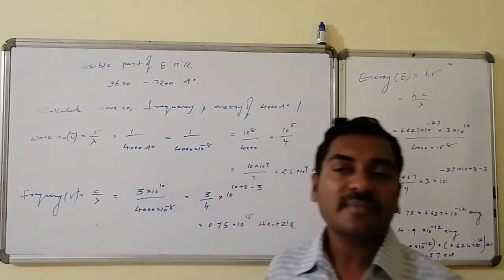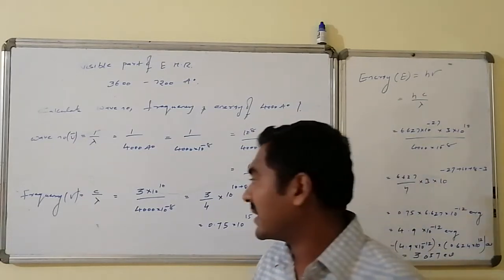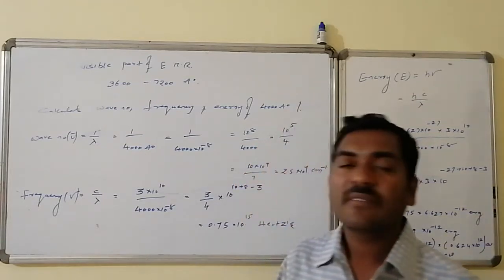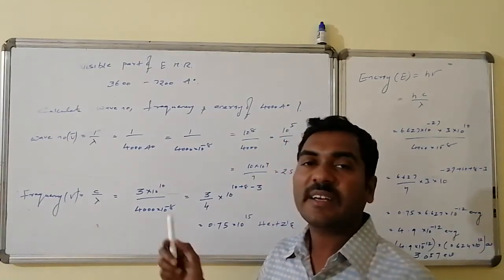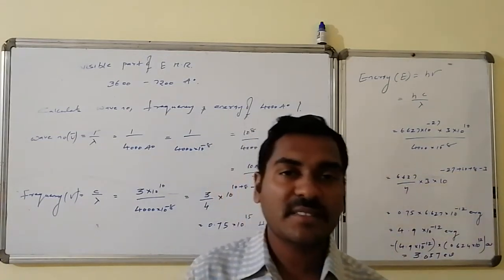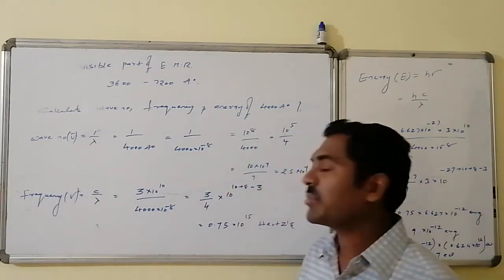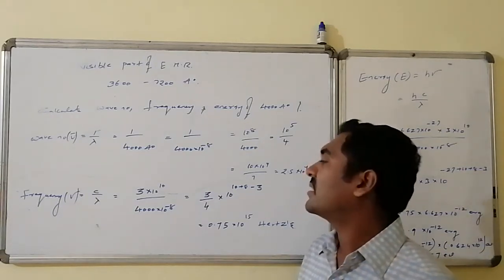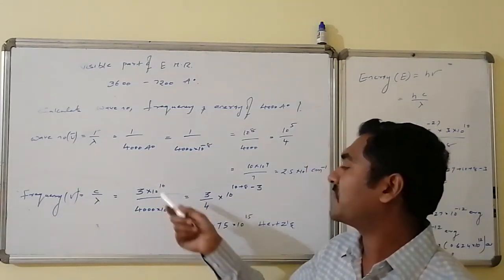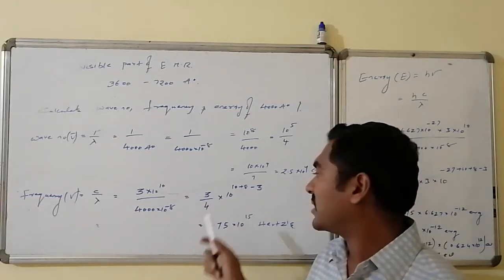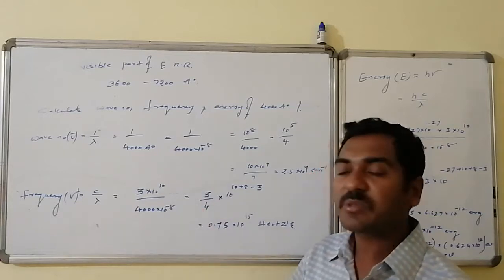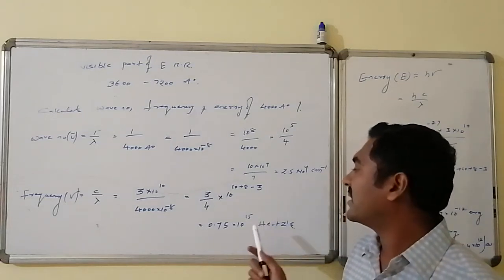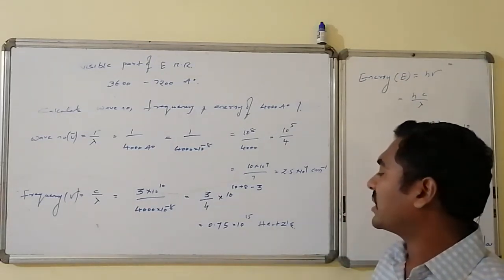Frequency is c by lambda. c is the velocity of light, lambda is the wavelength. If I take the same units, then the number of waves per second is said to be the frequency. In this case, the wavelength is 4000 Armstrong units, and the velocity of light, as all electromagnetic radiations travel with the same velocity, is 3 into 10 power 10 centimeters per second, because here also I am modifying the Armstrong units into centimeters. Now on calculation, this is 3 by 4 into 10 power 10, and this minus 10 comes to the numerator, becomes plus 8, and this plus 3 in the denominator is converted as minus 3 in the numerator. 18 minus 3, that becomes 15, 0.75 into 10 power 15 hertz.